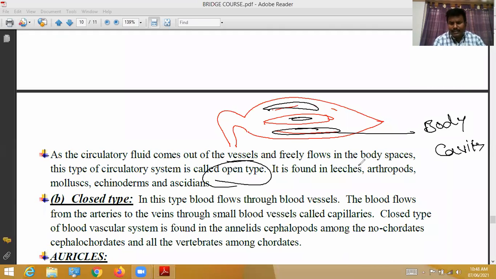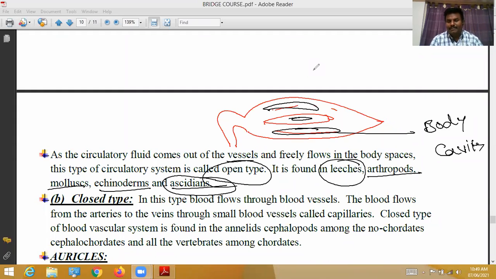It is commonly found in leeches, arthropods, mollusks, echinoderms, and ascidians, organisms which survive in aquatic habitats. In them, this open type of circulatory system can be seen. In the open type of circulatory system, the blood vessels are not well developed.